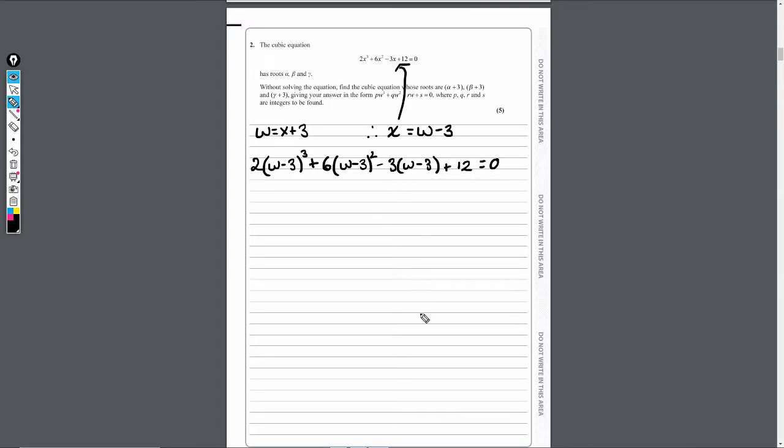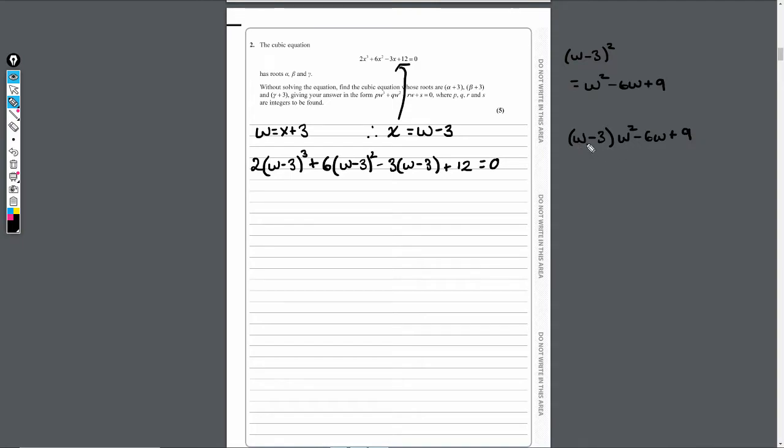Now we're going to have to start expanding my cubed expression and my squared expression, and then simplify everything. To do this, I'm going to write out what w minus 3 squared will be first. That'll be equal to w squared minus 6w plus 9. That's that part there. And for the cubic, I times it by w minus 3 again, times w squared minus 6w plus 9.